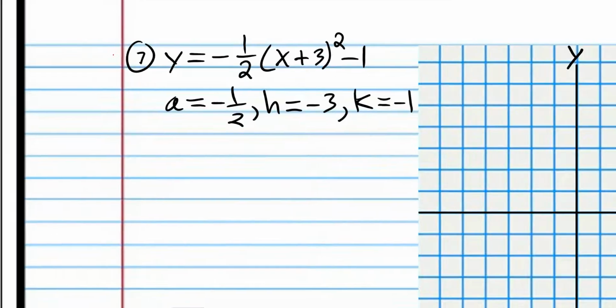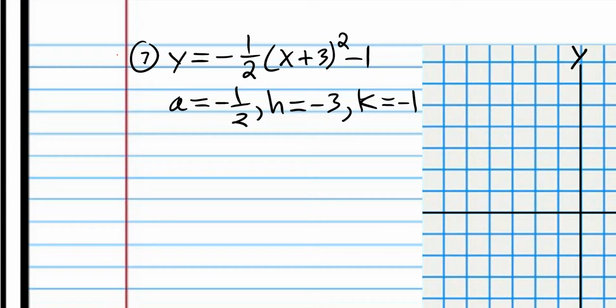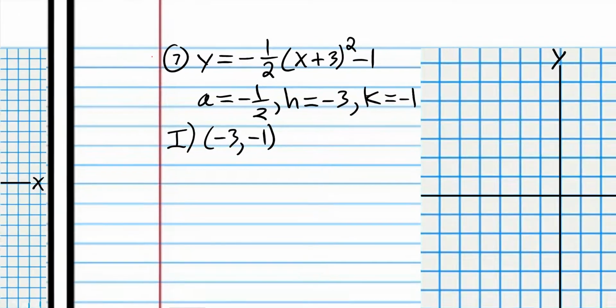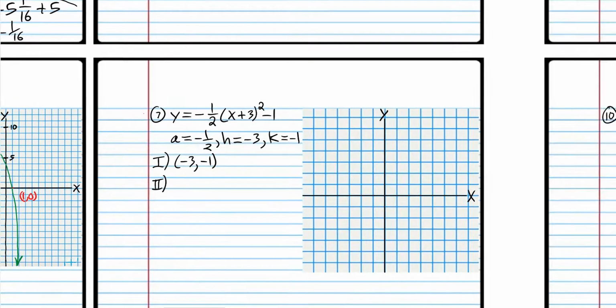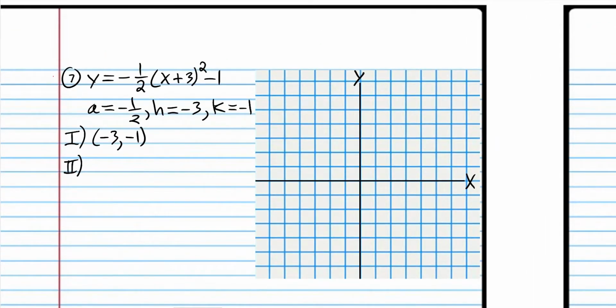So the first step is to find the vertex, but because it's in vertex form, we've already done that. It's -3, -1. So that's a big step forward right there. Step 2 is we just have to find another point we can use to graph. So first I'm going to graph the vertex 1, 2, 3, 1. And I know that the parabola is going down, so I can label my point up here.